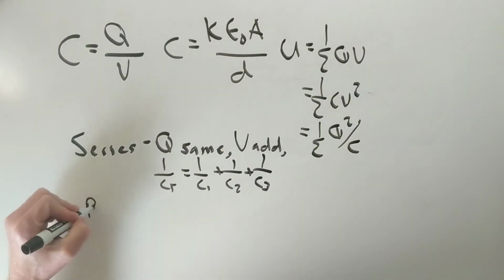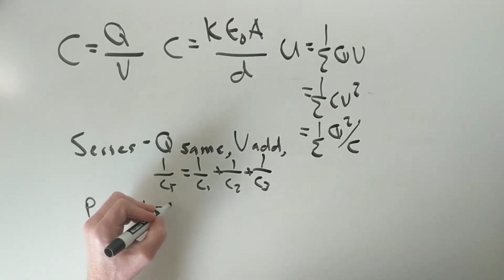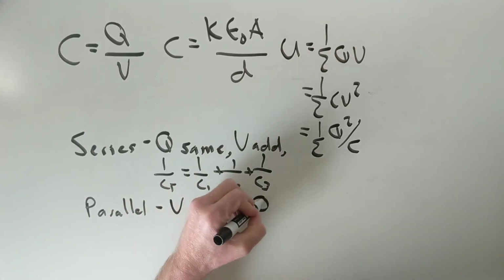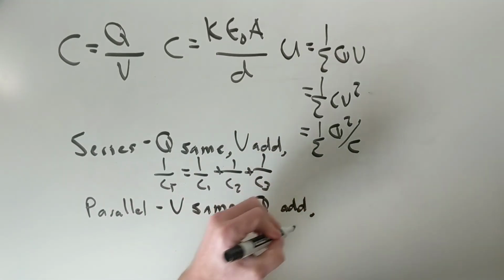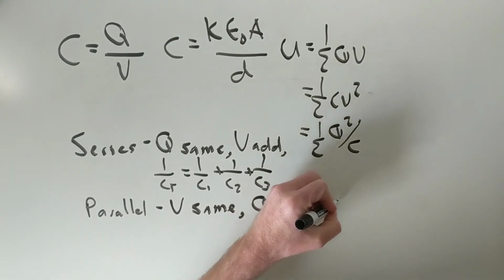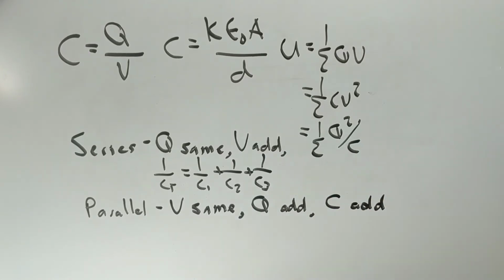Now in parallel, the voltage has to be the same everywhere. The charges add, so the total charge must add up from the individual branches. And then the capacitance just adds. And again, one of the problems that people have is they mix up series and parallel for resistors and capacitors. So just make sure you're being careful with that, and you should be all set.